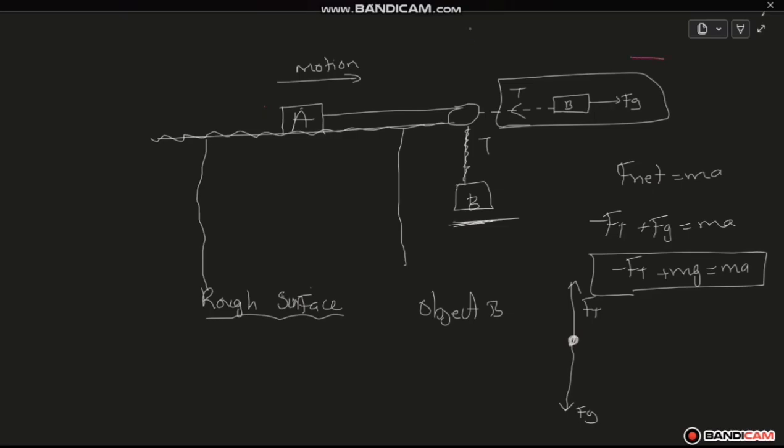You don't actually make this object horizontal when you draw a free body diagram. When you draw a free body diagram, you do it as it is. As you can see, that object B is hanging. But when you do calculations, you make it as if it was horizontal, because on the Fnet side we substitute the forces that are parallel to the direction of motion. I hope you understood this.